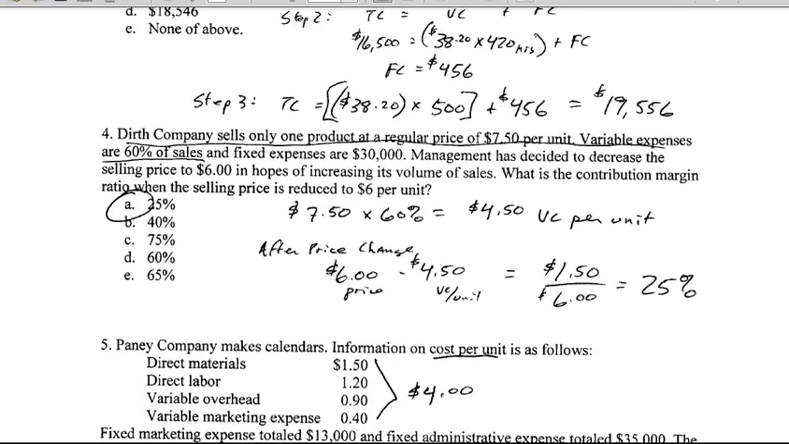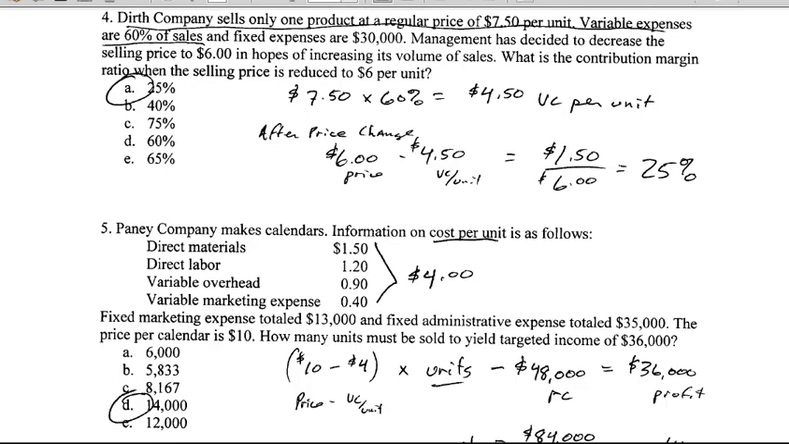Question number 4 says we sell one product at a regular price of $7.50 a unit. Variable costs are 60% of sales. Fixed costs are $30,000. We've decided to decrease the selling price to $6 in hopes of increasing its volume of sales. What's the contribution margin ratio when the selling price is reduced to 6?